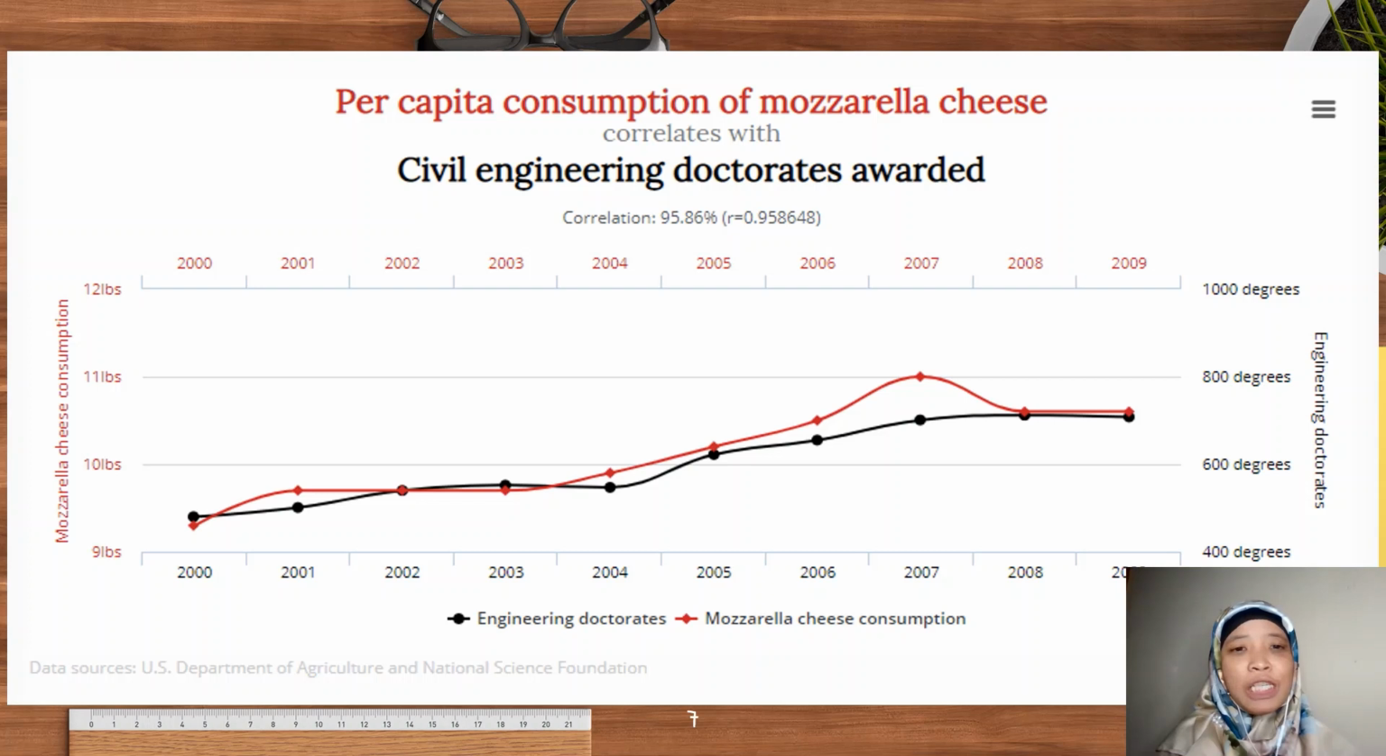This is the correlation between per capita consumption of mozzarella cheese and the civil engineering doctorates awarded in that year. The correlation is also pretty high, around 0.96. So maybe, I'm not sure, should we eat more cheese or should we not eat more cheese?